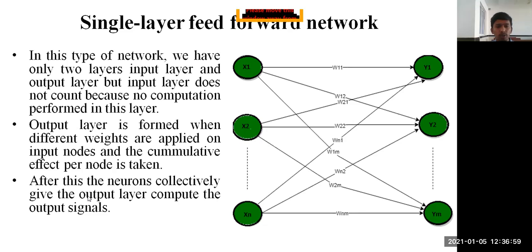Okay. So after this, the neurons collectively give the output layer, computing the output signals. So once weights are assigned, a neuron will be trained to compute the output, such that you'll be getting an efficient output. That's the introduction to your single layer feed forward network. So while writing answers from the examination point of view, you need to construct a network like this and show the representation of a single layer feed forward network without any hidden layer. By mistake, if you keep any hidden layer, then that is considered a multi-layer feed forward network.